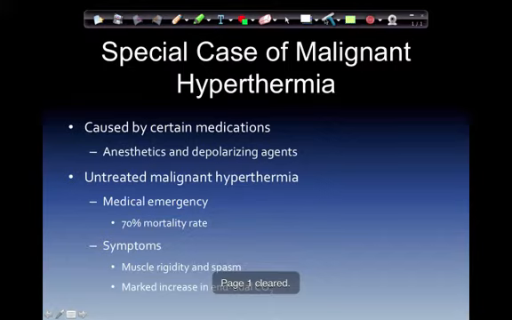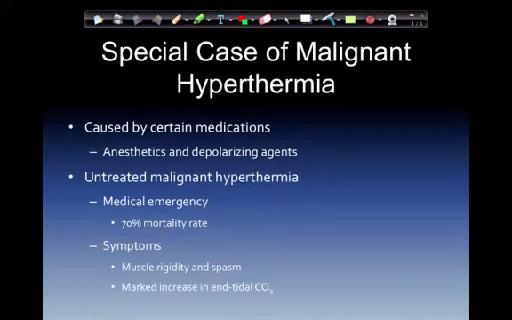Special cases: malignant hyperthermia. This is caused by our anesthetics, or more specifically, a depolarizing paralytic. Succinylcholine will cause this. Untreated malignant hyperthermia is a medical emergency. It has about a 70% mortality rate. Symptoms: muscle rigidity and spasm, and a marked increase in end-tidal CO2 production.